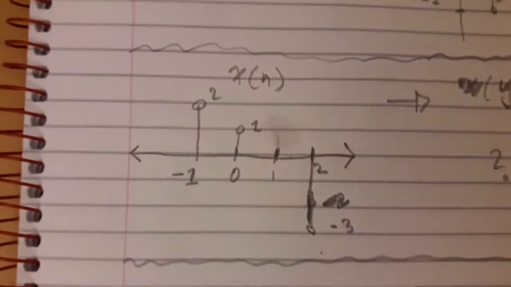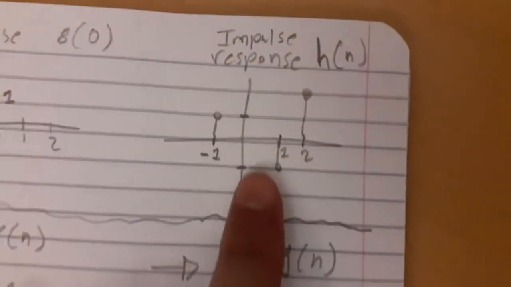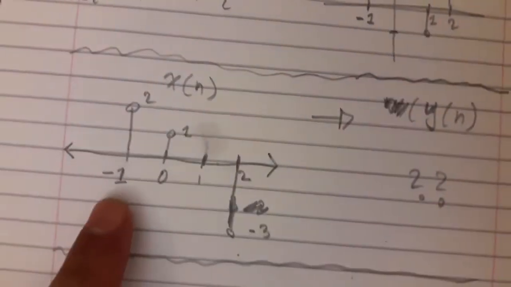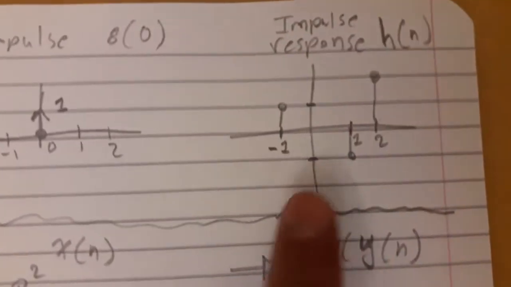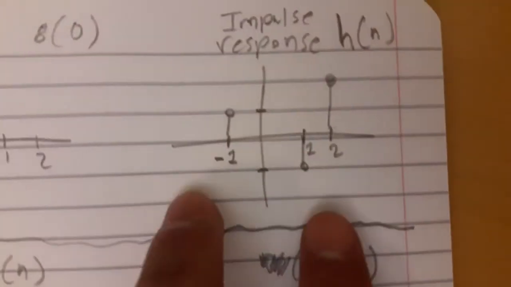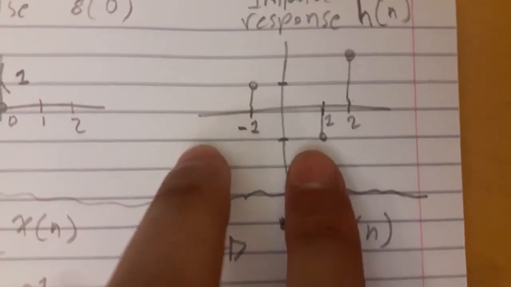So what you are gonna do over here is you're gonna change this function to match the changes over here. So over here we start from 0, but over here started from -1. So basically you need to shift all these values to the left 1 unit, and then the amplitude is 2, so you have to multiply all of these by 2.